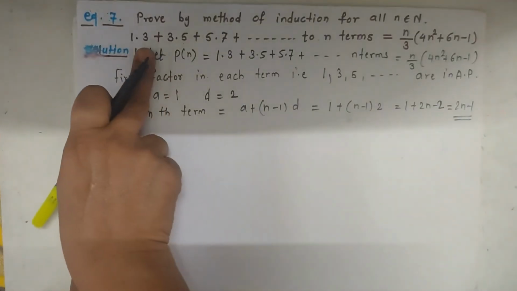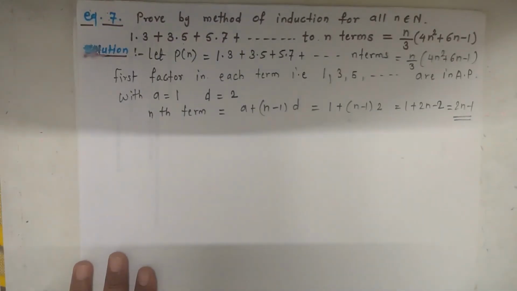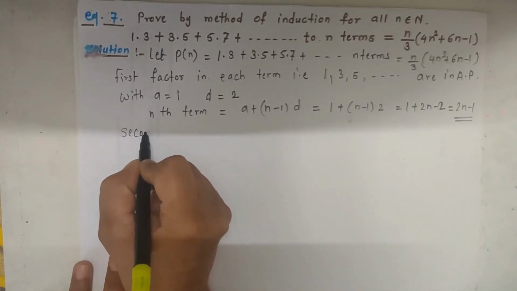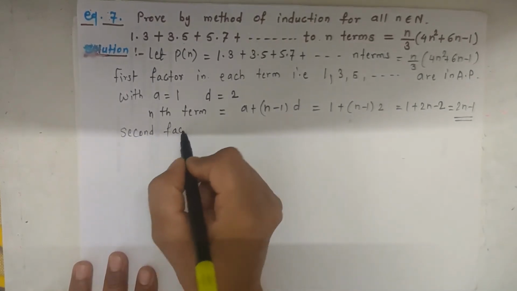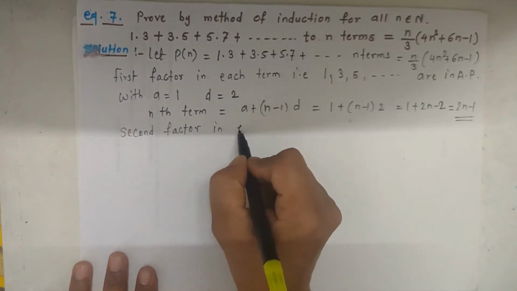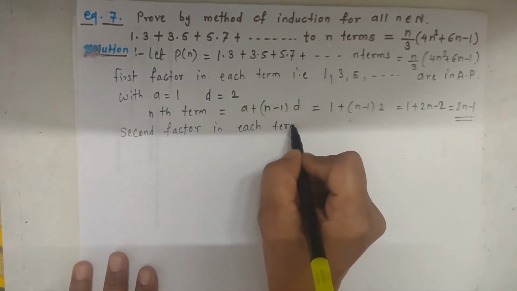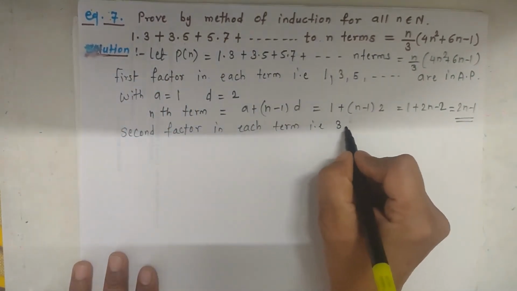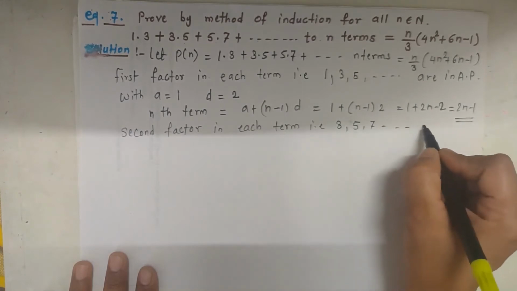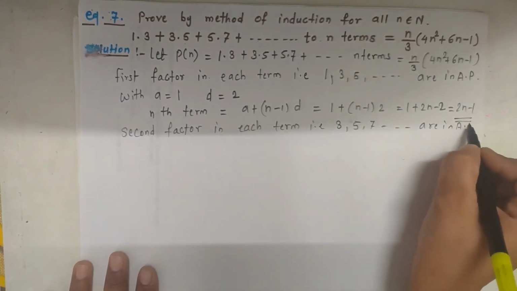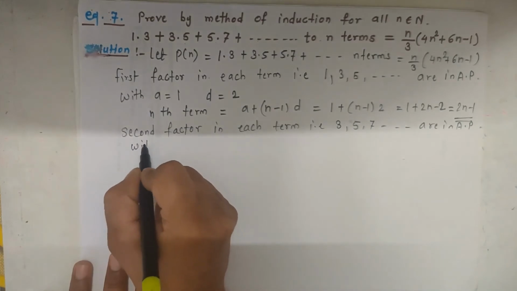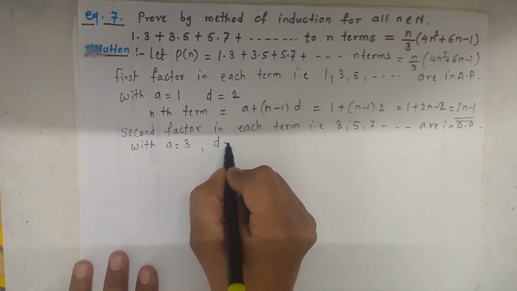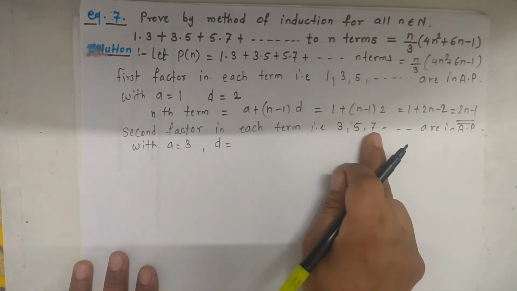Now for the second factor, here 3, 5, 7 are the second factor in each term. So the second factor in each term, that is 3, 5, 7, are also in AP with first term a equal to 3, and common difference also 5 minus 3 is 2, 7 minus 5 is 2.